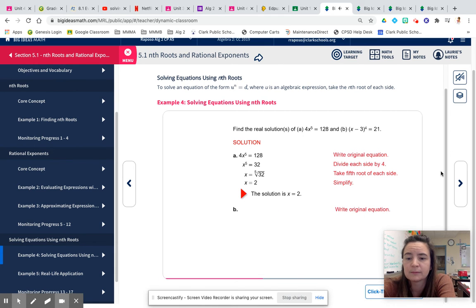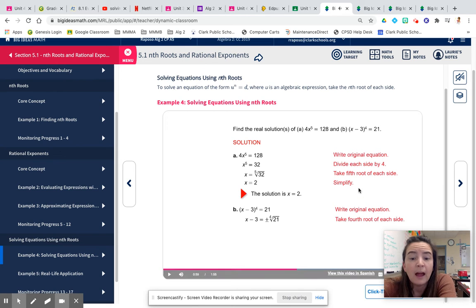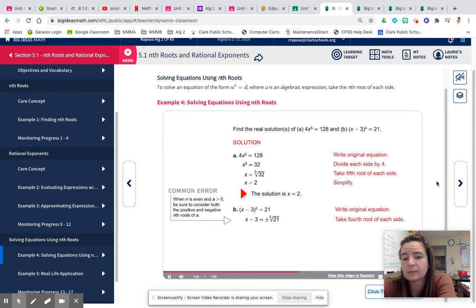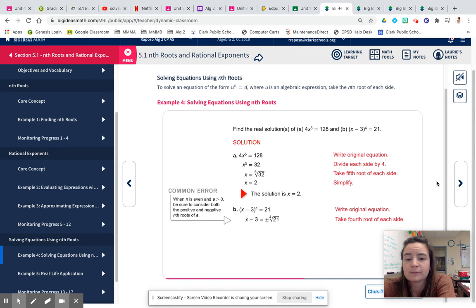Part B. Write the original equation. The quantity x minus 3 to the fourth power equals 21. Take the fourth root of each side to obtain x minus 3 equals the positive and negative fourth roots of 21. And now we have to do that with the whole positive negative thing because it's an even root. Common error. When n is even and a is greater than 0, be sure to consider both the positive and negative nth roots of a.